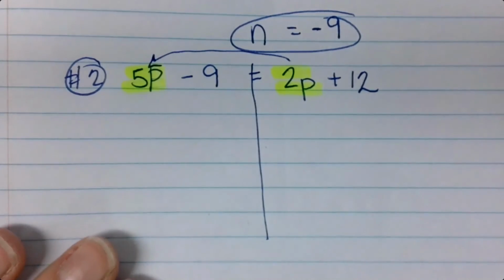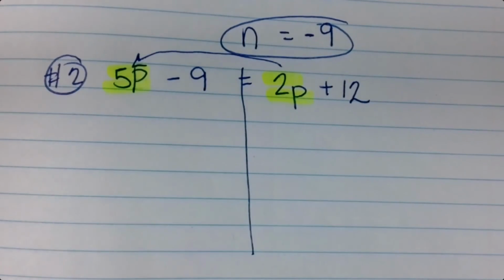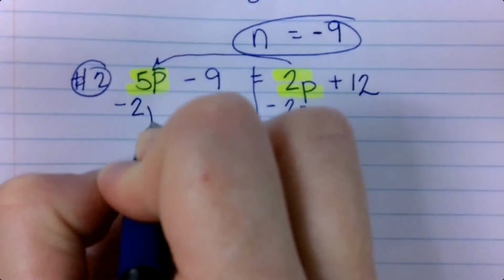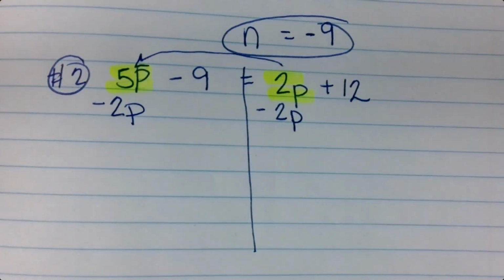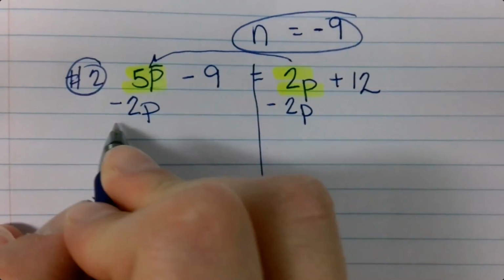So again, inverse operation. I'm moving it. Right now, it's a positive 2p, so the inverse would be minus 2p. Again, I'm going to put that underneath the 5p because those are the things that are alike. Keeping like things together makes my life easier in my brain. All right, 5p minus 2p is 3p.